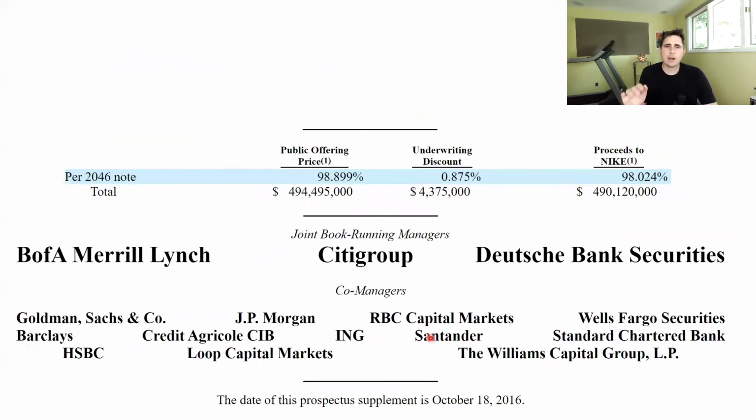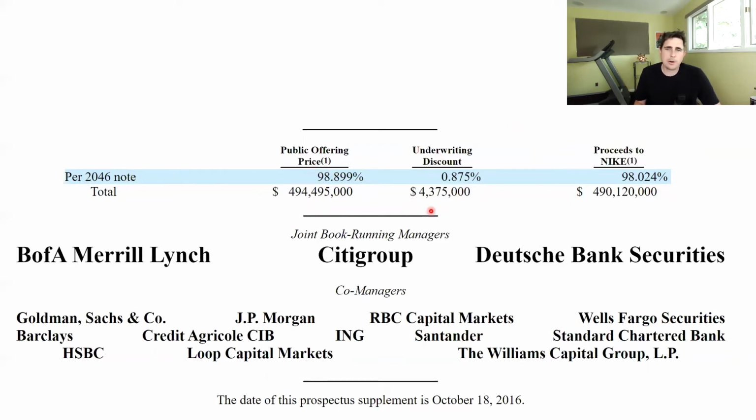And if you scroll down a little bit farther, you get to see what they actually received, because they filed this document right after they issued these bonds. And here's the section that I want to focus on. So per 2046 note, what they're saying is they received 98.899% of face value. That's what they received. Those were proceeds to the company. So this was issued at a discount.